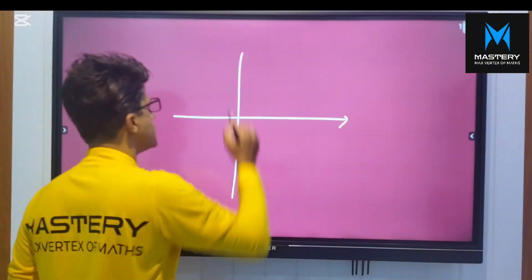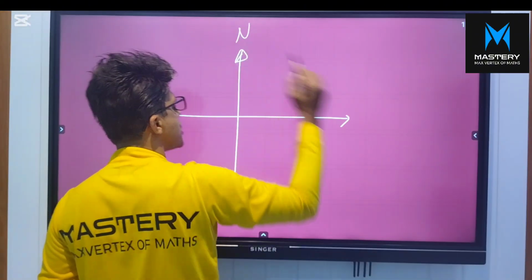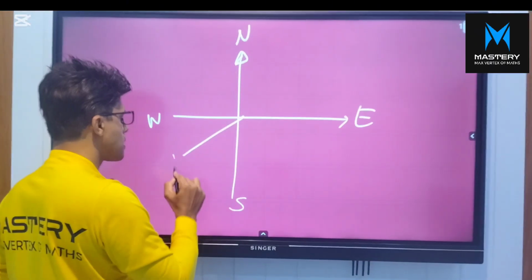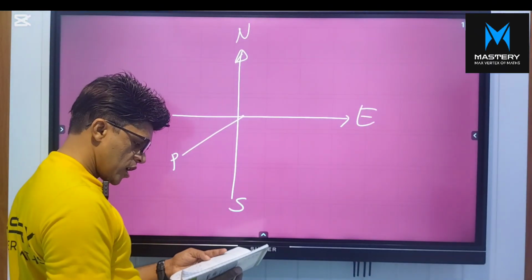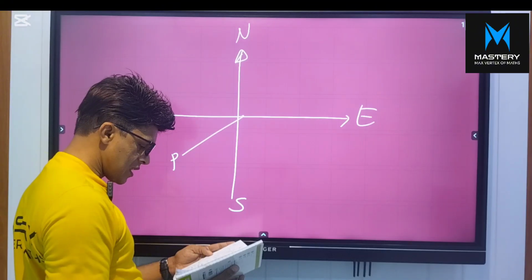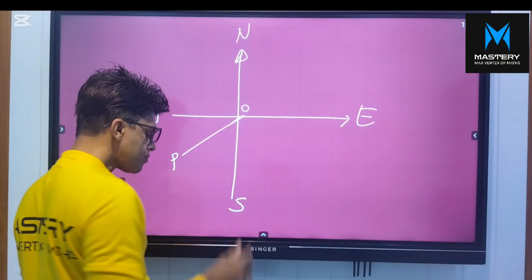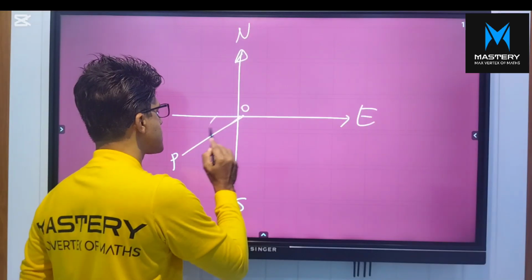The 12th question is, you need to mention the location of P here, the location of a place: north, east, south, west. This is the point P, and you need to mention the place where P is with respect to O. It has given this angle as 60.